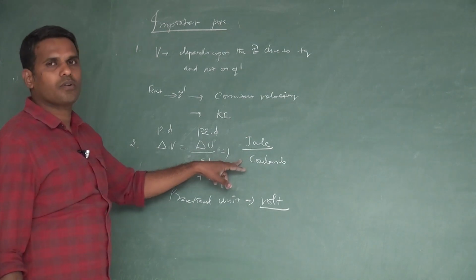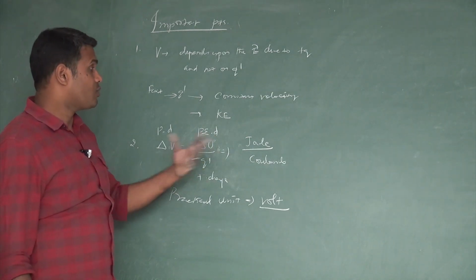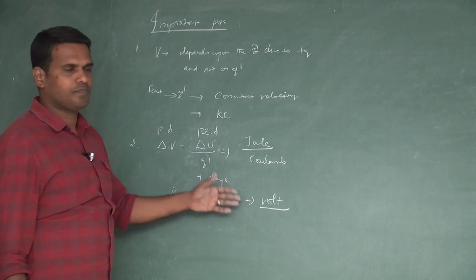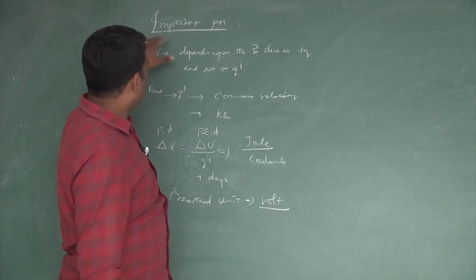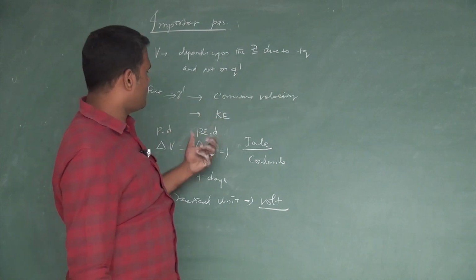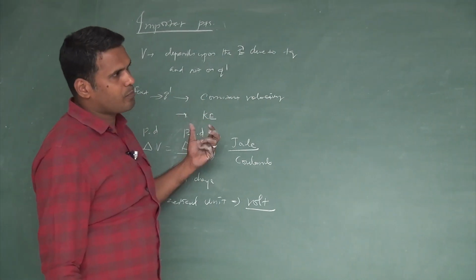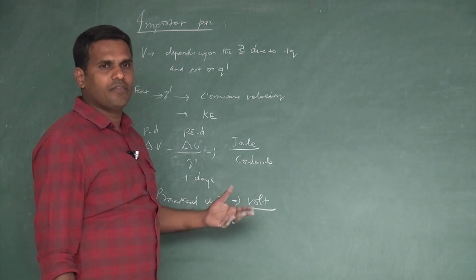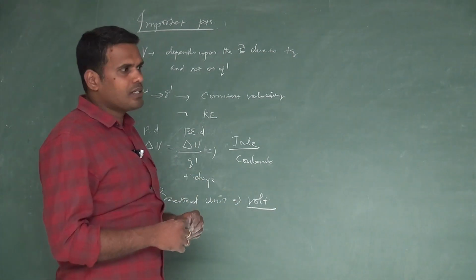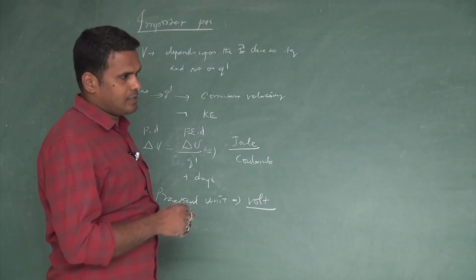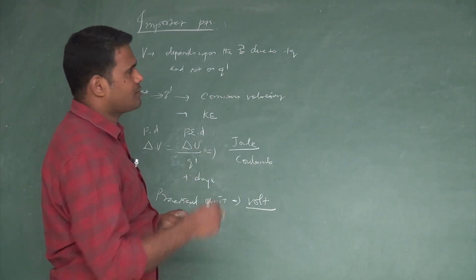Equivalent unit is joule per coulomb. And you can also derive so many equivalent units for volt. Fine. Next thing, apart from electrostatic potential energy and electrostatic potential difference, we have to find out the electric potential at any point due to a point charge based upon the distance.